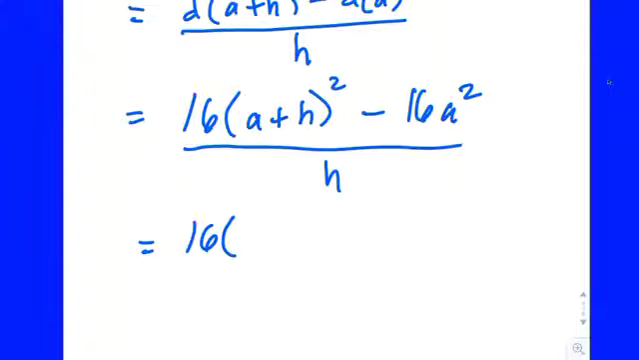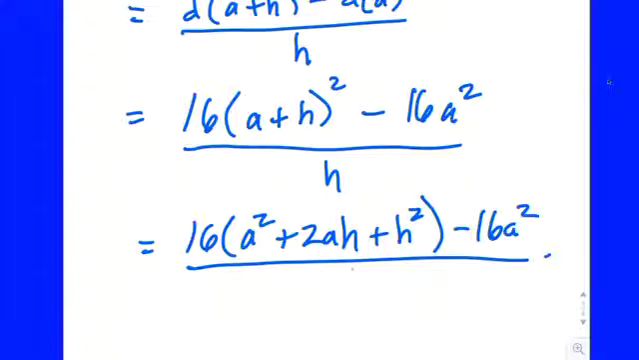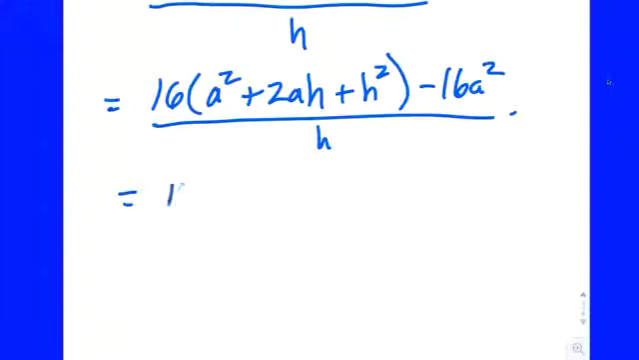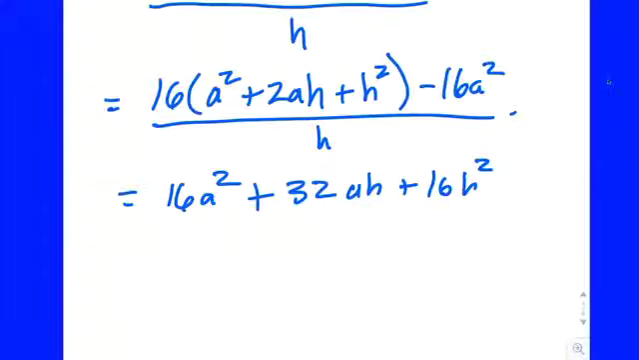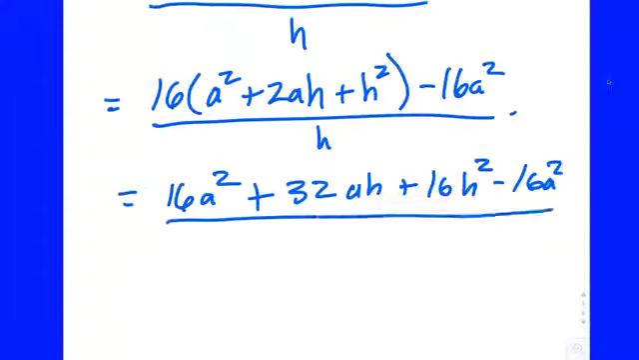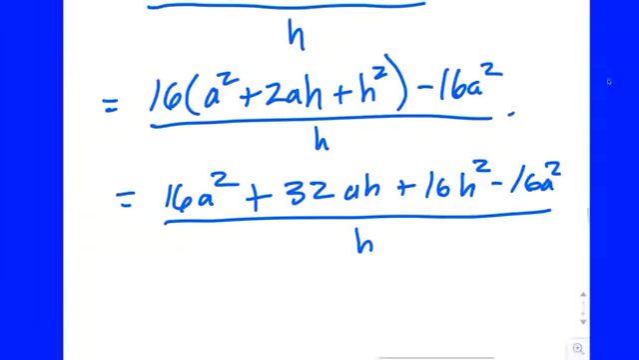So you either go off to the side or you get on board with the ditty, right? Square, multiply, double, and then square. Square, so that's A squared. Multiply them, you get AH. Doubled, you get 2AH, plus H squared. Square, multiply, double, square. And we still have minus 16A squared, still all over H. Now we distribute the 16, and we get 16A squared plus 32AH plus 16H squared minus 16A squared, all over H.